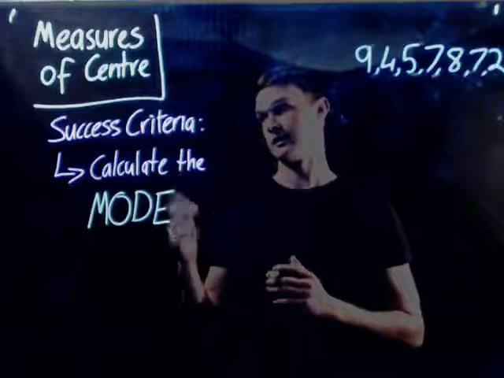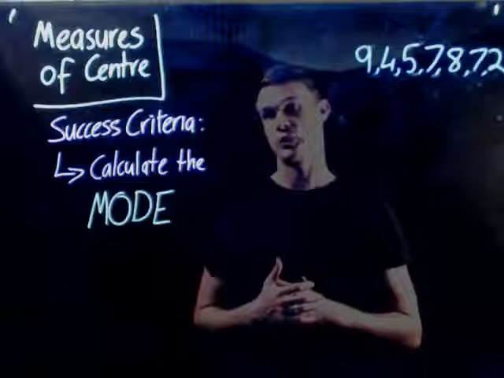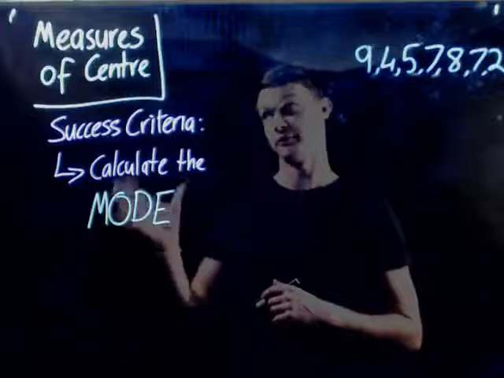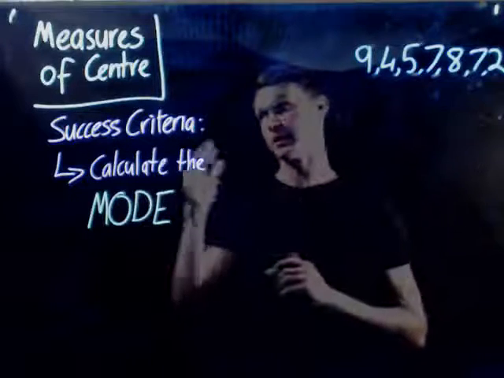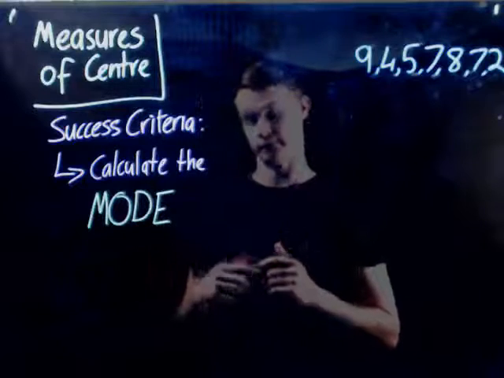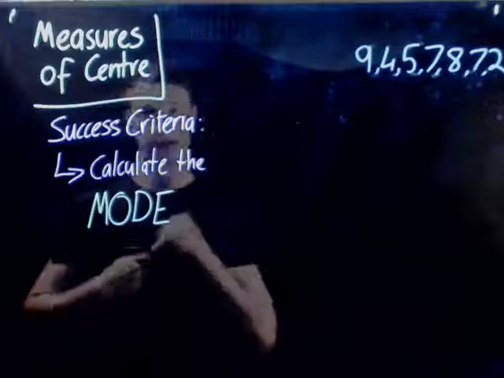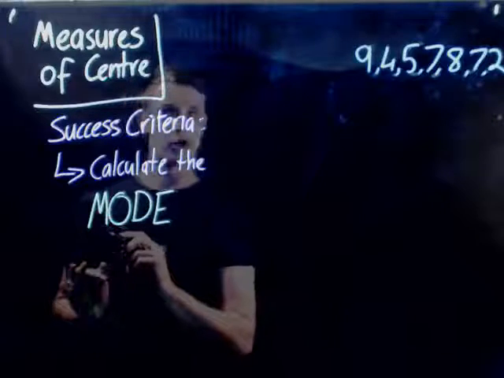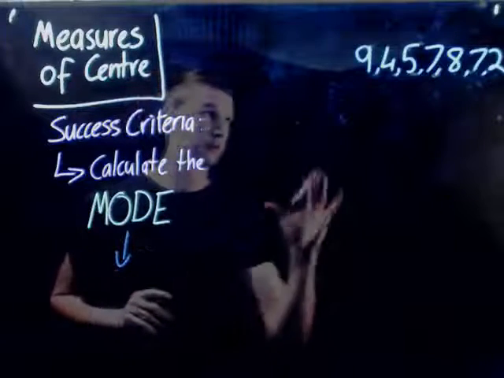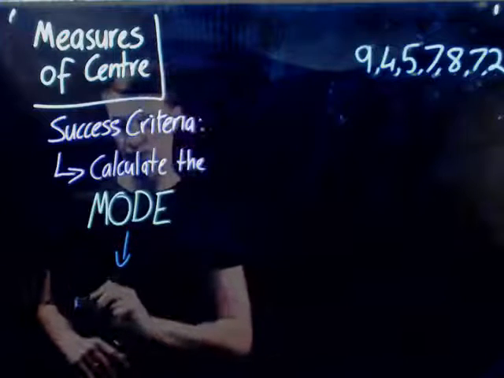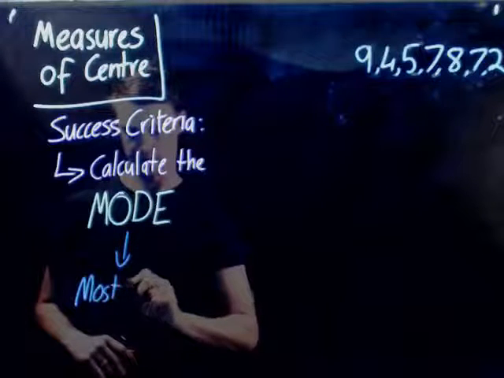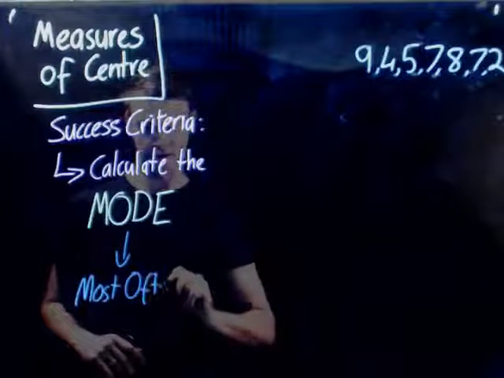Okay, in this lesson we're going to be looking at how to calculate the mode of a given set of data points. The way we like to think of it, or the way that would probably help you in understanding how to set this out, is that the mode is the number that occurs the most often. Okay, so the number that occurs most often.